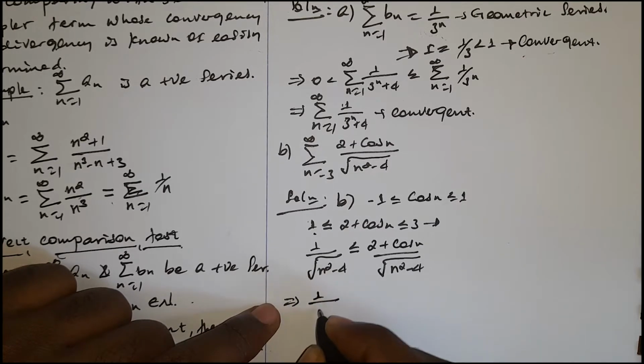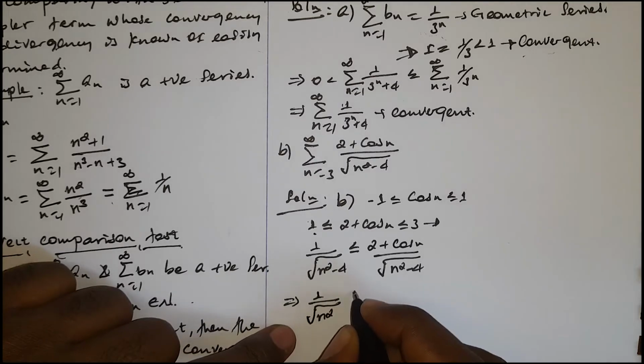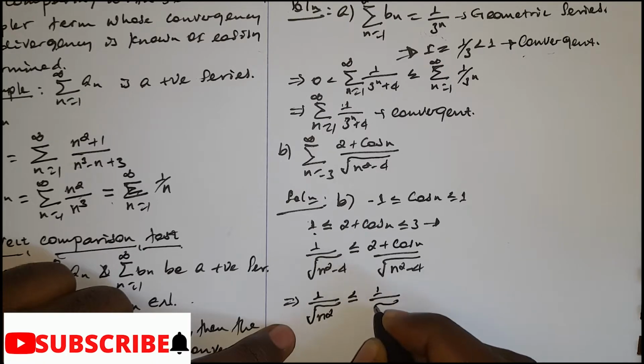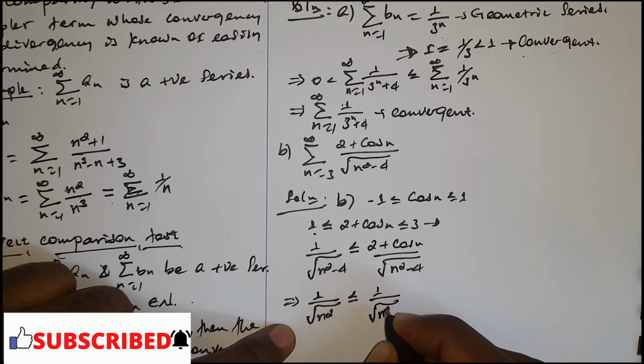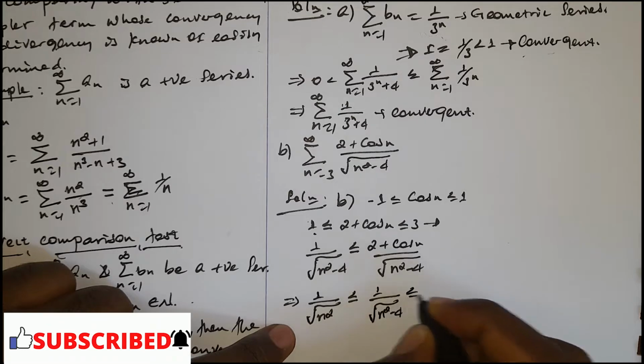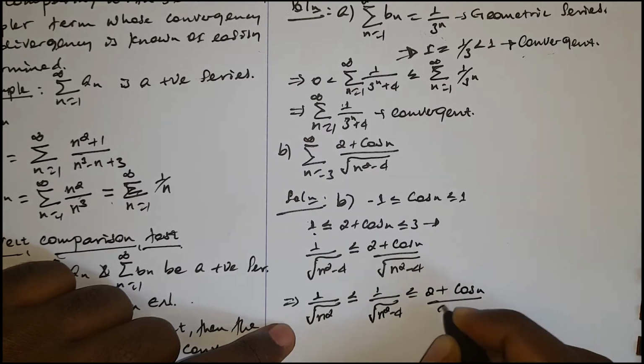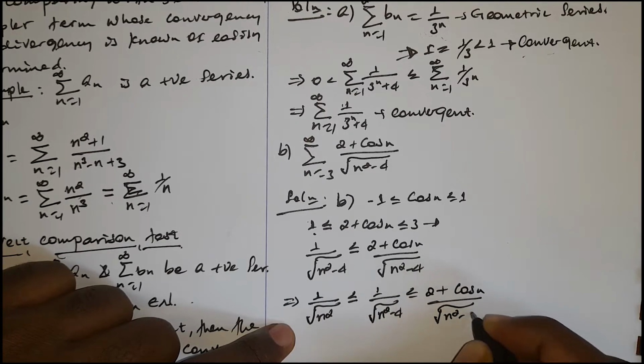1 over square root of n square is less than or equal to 1 over square root of n square minus 4 is less than or equal to 2 plus cos n over square root of n square minus 4.